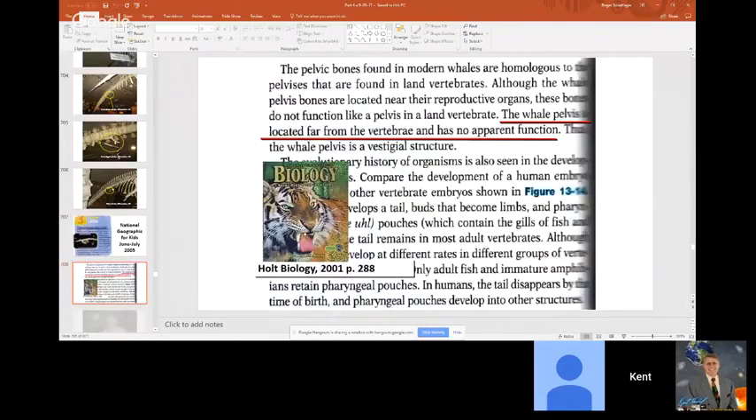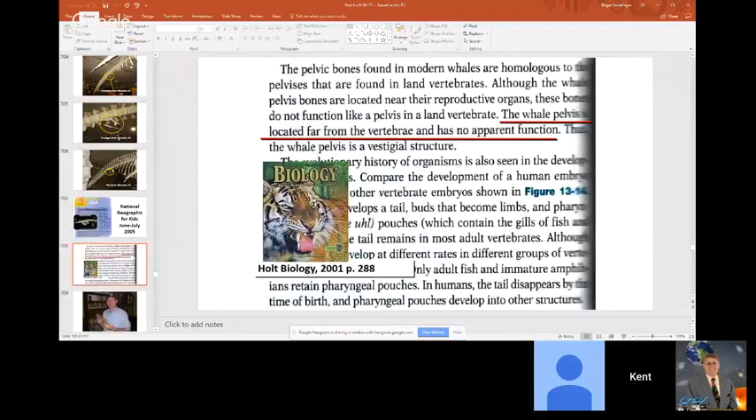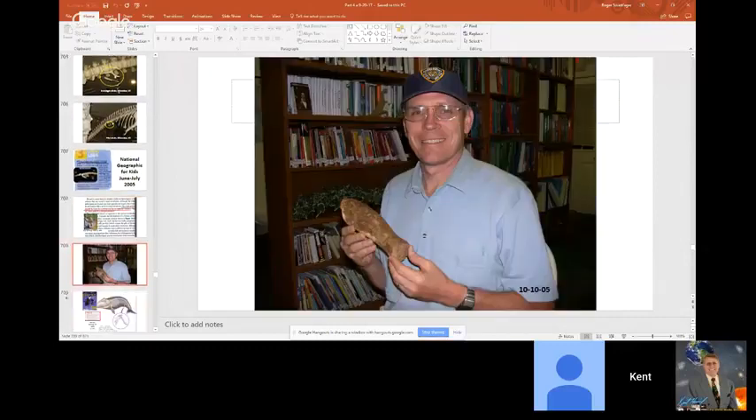Someone can believe that if they want. It says, this textbook, this guy's very stupid about his whale anatomy. He said the whale's pelvis is located far from the vertebra and has no apparent function. He needs to go back. Whoever wrote that book needs to quit writing books on biology and go back to school.